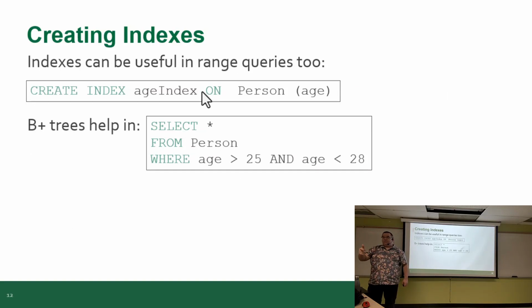Create index on person age would help for a between type query, age greater than 25 and age less than 28. This index would speed that up because you find those values really, really fast in the index. It doesn't have to go through the entire table. Row 1 is age between 25 and 28. Row 2 between 25 and 28. Instead, it goes, hey, index, which rows have 25 to 28 in it? Query, and it just figures it out.